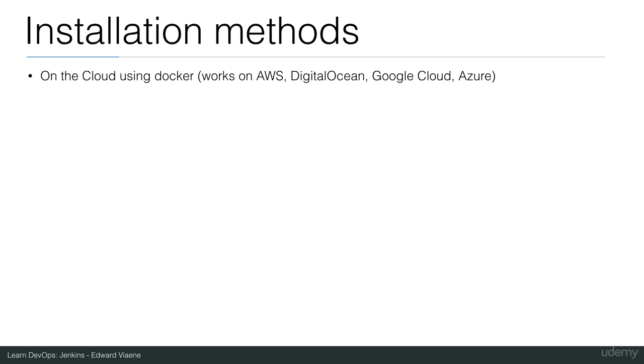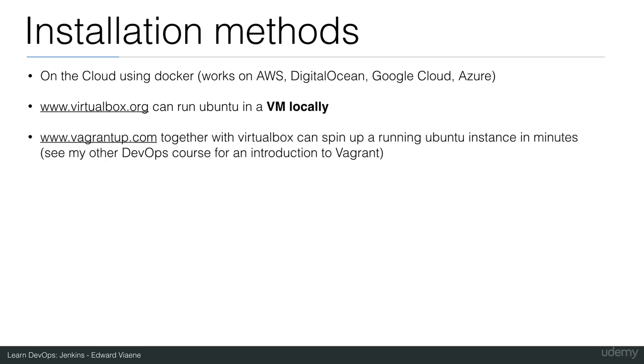The other methods I'm not going to show you, but I'm just going to mention them here, and you could use one of those methods if you like rather than using my method on the cloud. The first alternative is to install it locally on your machine. You can download and install VirtualBox and run an Ubuntu VM, Ubuntu Linux, locally.